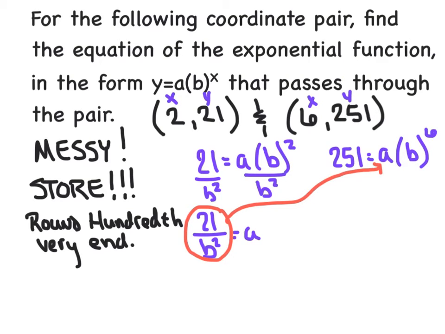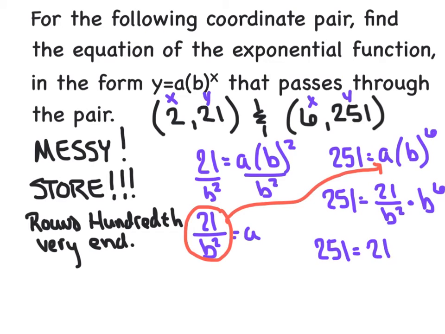So far, procedurally speaking, nothing has changed. 251 equals 21 divided by b squared times b to the 6th. Now I'm going to try to simplify my b's. I'm thinking b to the 6th divided by b squared equals b to the 4th. And now I'm going to divide both sides by 21.